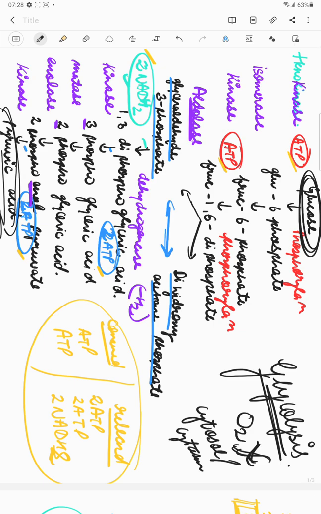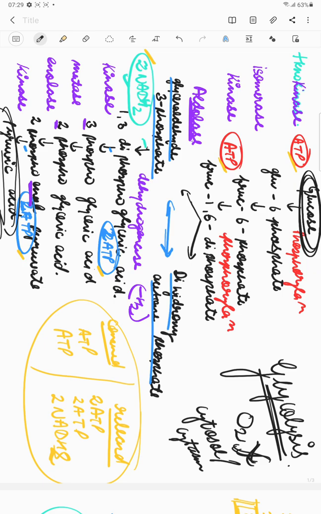In the first step, glucose is converted into glucose 6 phosphate, and as phosphate is added, the process is called phosphorylation, and ATP is consumed, and the enzyme that is used is hexokinase. In the second step, glucose 6 phosphate is converted into fructose 6 phosphate. This is an isomerization process, so the enzyme would be isomerase.